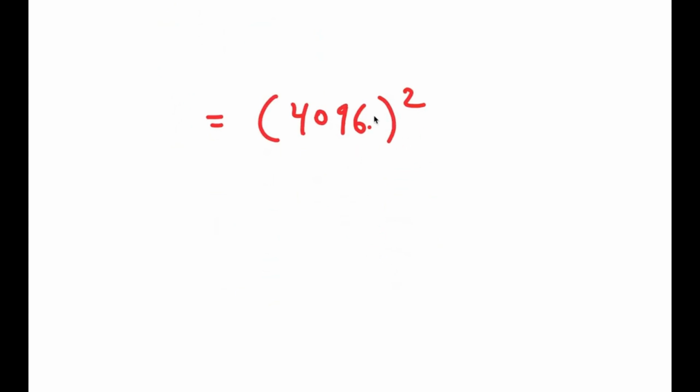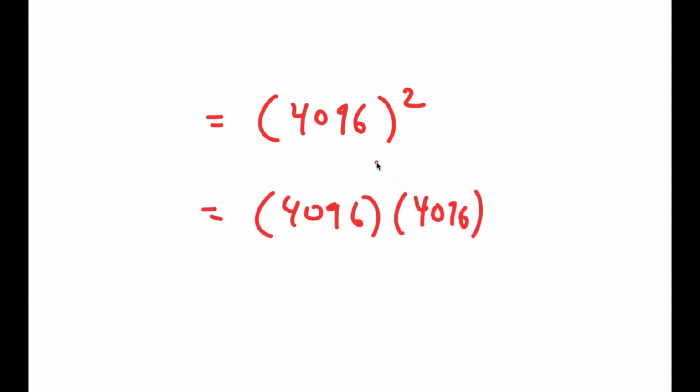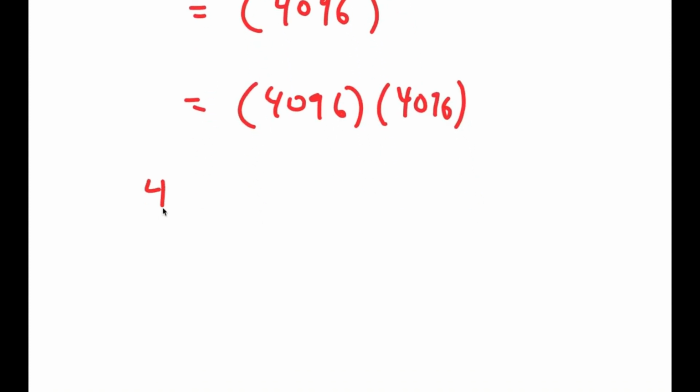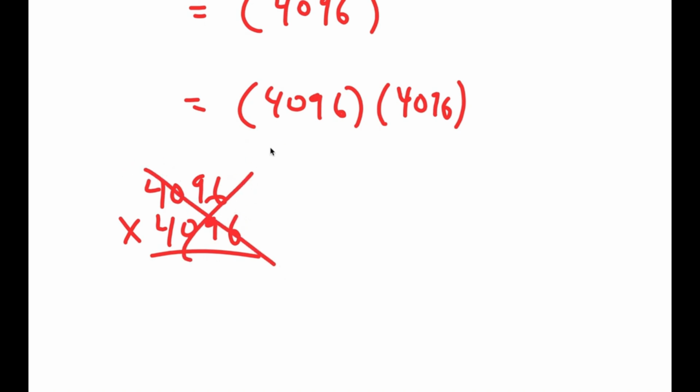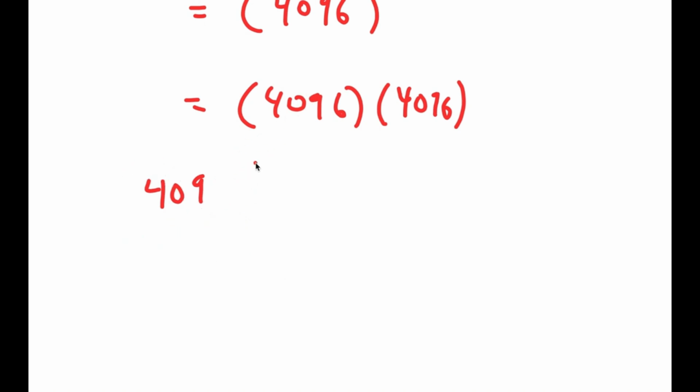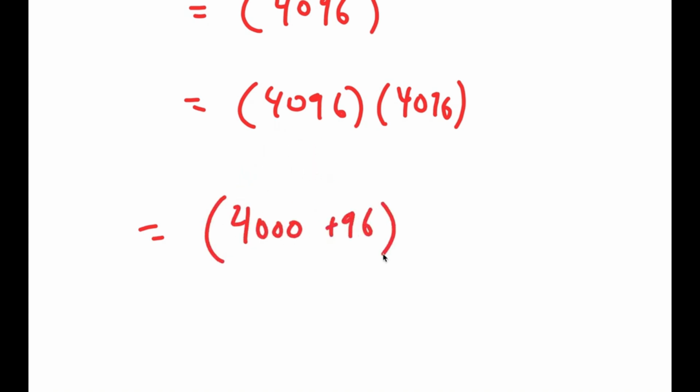Now, what most people would do, well, first of all, 4,096 squared is the same thing as 4,096 times 4,096. And from here, most people would just multiply this using the conventional method. However, this method takes way too long, and it's really easy to make an error using this method. So instead, to more easily solve this, I'm going to rewrite this as 4,000 plus 96 times 4,000 plus 96.